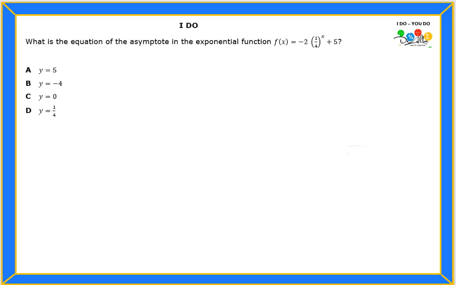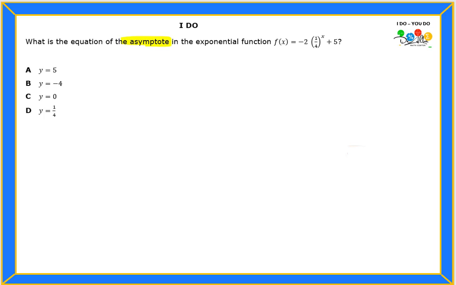Hello students, let's read the problem. It says, what is the equation of the asymptote in the exponential function f of x equals negative 2 parentheses 1/4 to the x plus 5? Okay, so I'm looking for the asymptote, right?